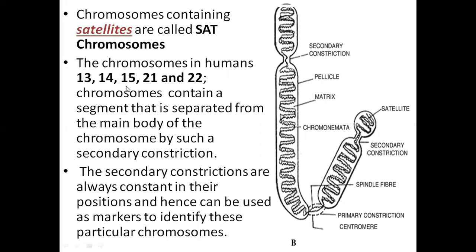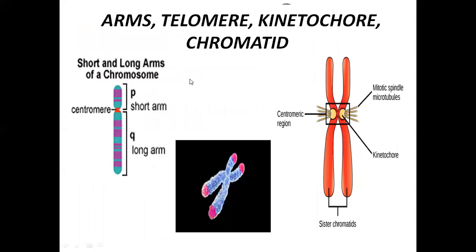In humans, the 13th, 14th, 15th, 21st and 22nd chromosomes contain a segment that is separated from the main body of the chromosome by such a secondary constriction. So all these chromosomes of humans are referred to as SAT chromosomes. The secondary constrictions are always constant in their position and hence can be used as markers to identify these particular chromosomes. So this is about the satellites.